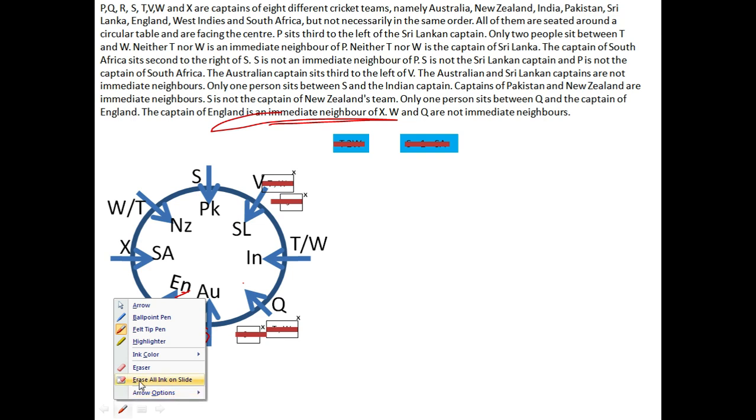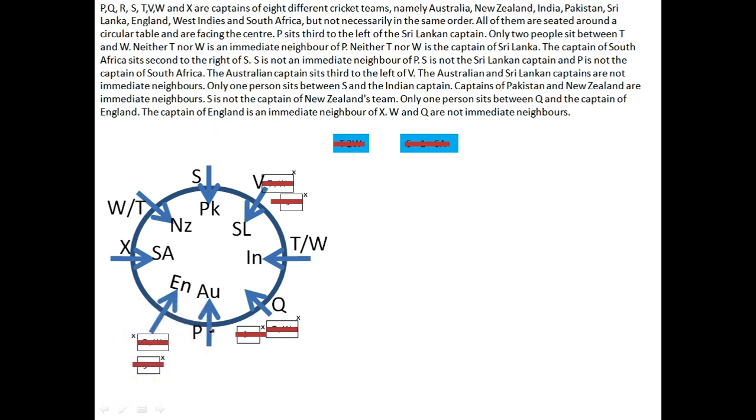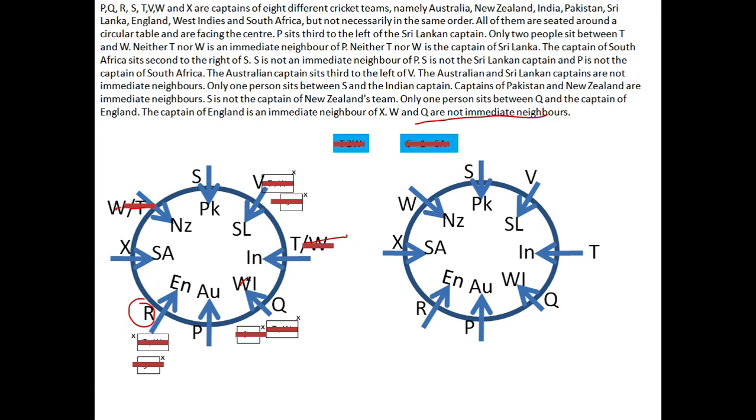Now what we have to do, the arrangement is still not fully completed. We have not placed R anywhere. So R has to come here, but prior to that, let's look at this: W and Q are not immediate neighbors. That means W cannot come here, so strike out W from here and here as well, and strike out T here. Another thing is that whatever the leftover person is, R is the leftover person, so R will come here. And for West Indies, West Indies has been marked here, so West Indies has to come at this position. So W will be removed here and T will be removed here. So your final arrangement will look something like this. This is what your final arrangement will look like.